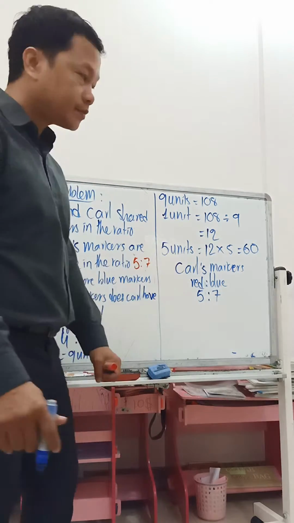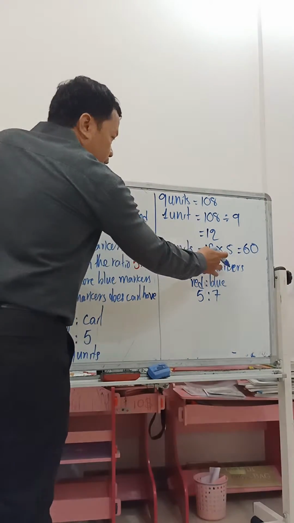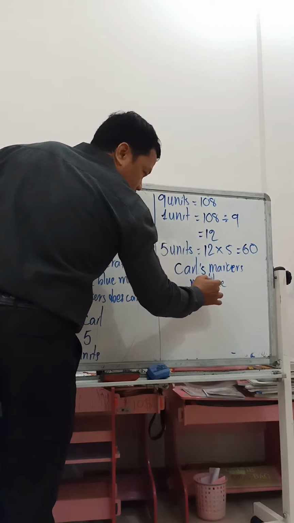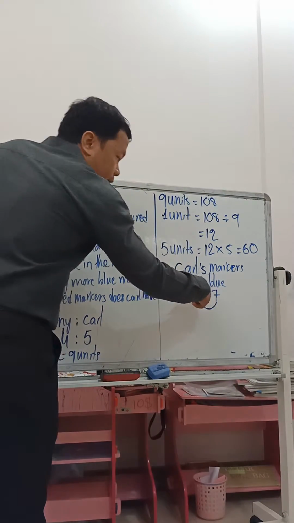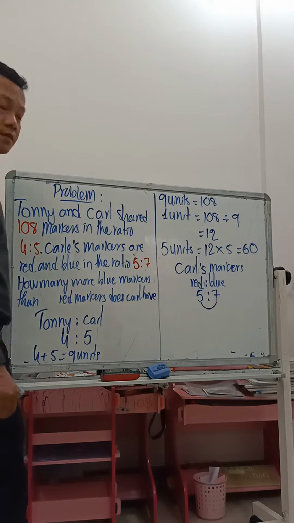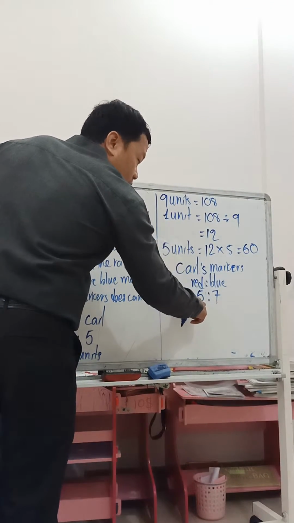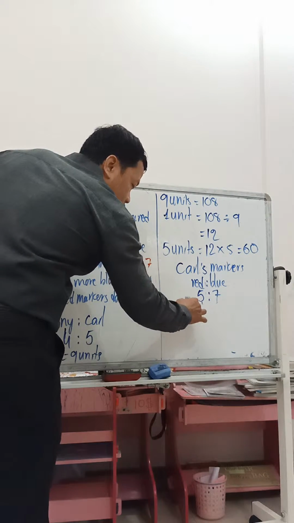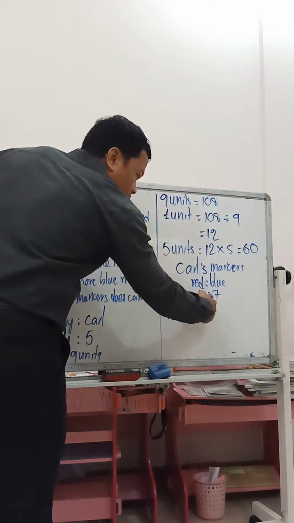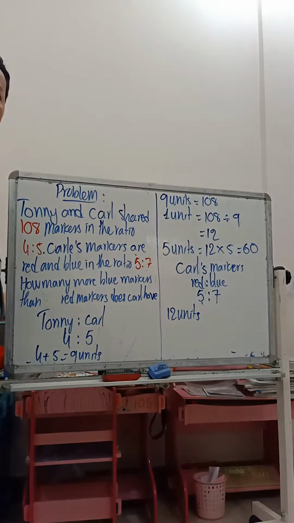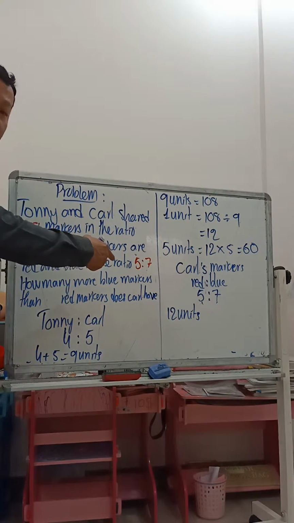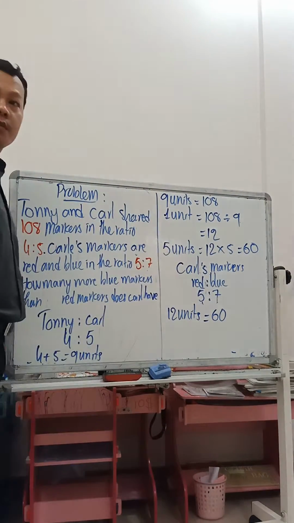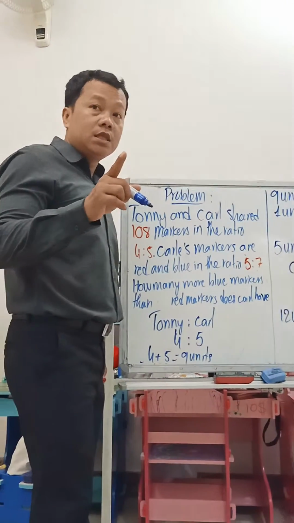No, it's not like that. Both of them, how many units? 12. The ratio of the red and blue is 12 units, right? Get it? The red and blue markers together are 12 units. 12 units equal what? 60 markers. Get it? 12 units for 60.